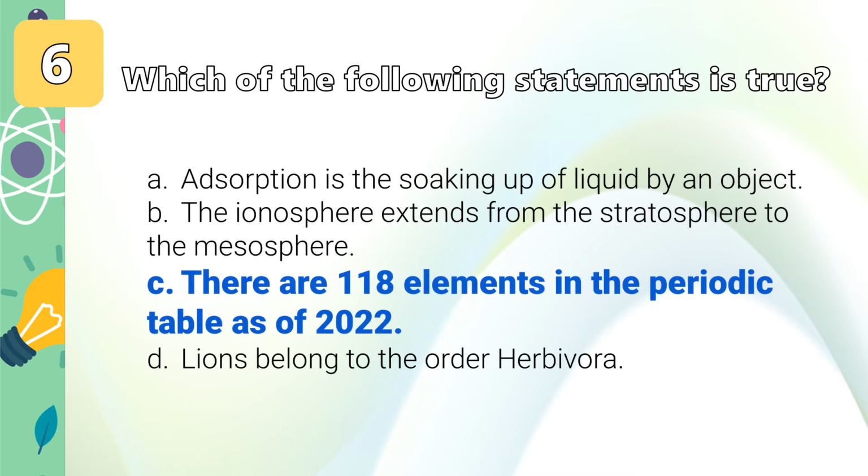The answer is C. There are 118 elements in the periodic table as of 2022.